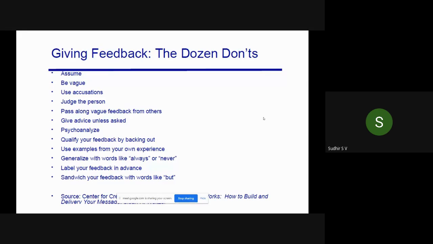Now, do not pass along vague feedback. There are certain managers who are, like the example that I gave you about the HOD, who does not want to take ownership of this decision. He says, hey, students are not liking you. You are supposed to be a bad teacher as per them. So you are passing on the blame to somebody who gave you honest feedback, right? You should not be doing that. You should not pass along feedback. You should internalize that feedback and provide useful, actionable feedback.